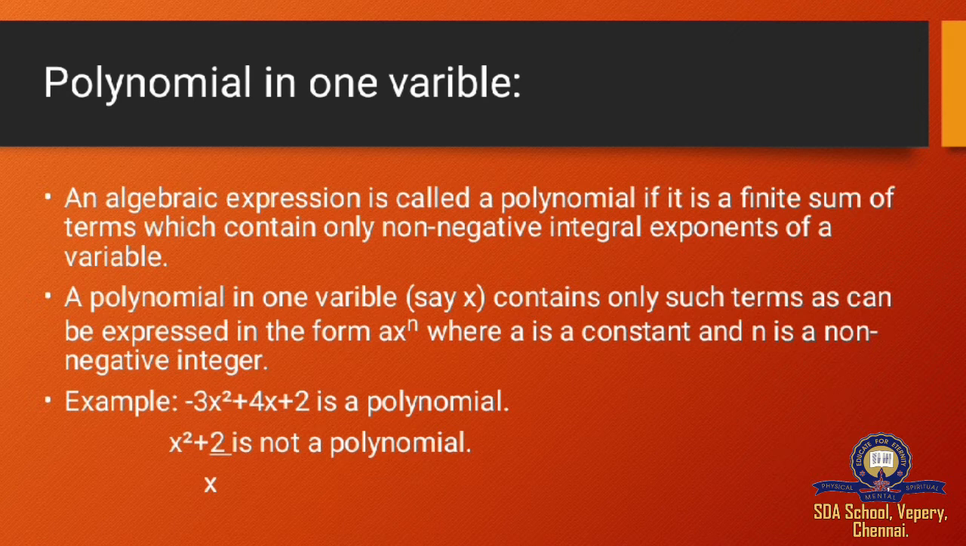In the second example, x square plus 2x to the power minus 1 is not a polynomial because x has a negative integer exponent, so it is not said to be a polynomial.